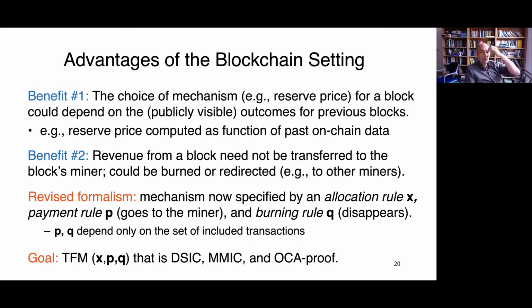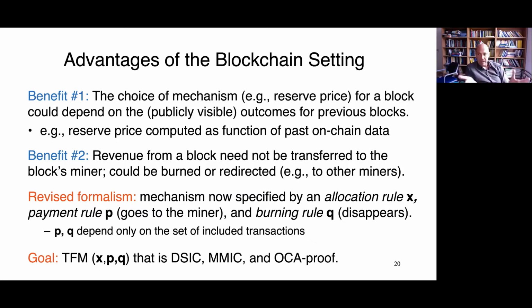Okay? So, I said a mechanism is an allocation rule and a payment rule. Now it's helpful to split the payment rule into two parts. The payment rule P is going to be the part of the user's payment that goes to the miner of the block. So this used to be everything, but now we're going to allow some of what's paid by the users to go elsewhere, okay, to be burned, to go to other miners, whatever, okay? And this is all of the setup, right? So this is what I mean by a transaction fee mechanism: a choice of an allocation, payment, and burning rule.